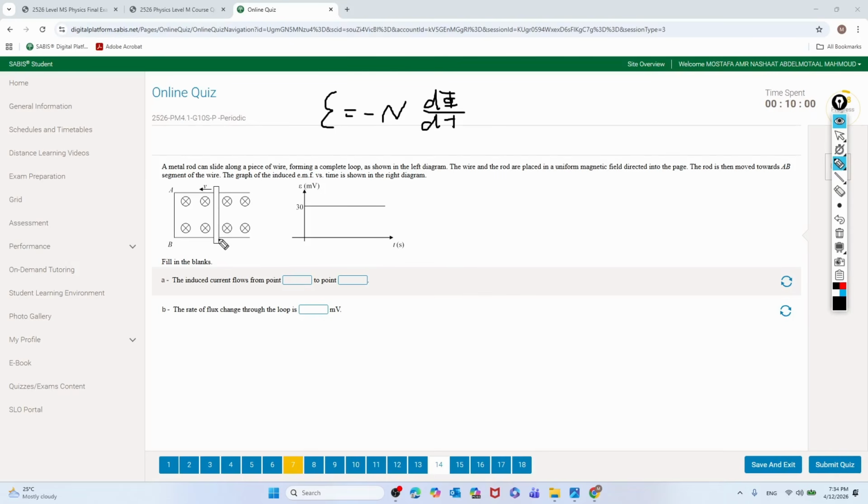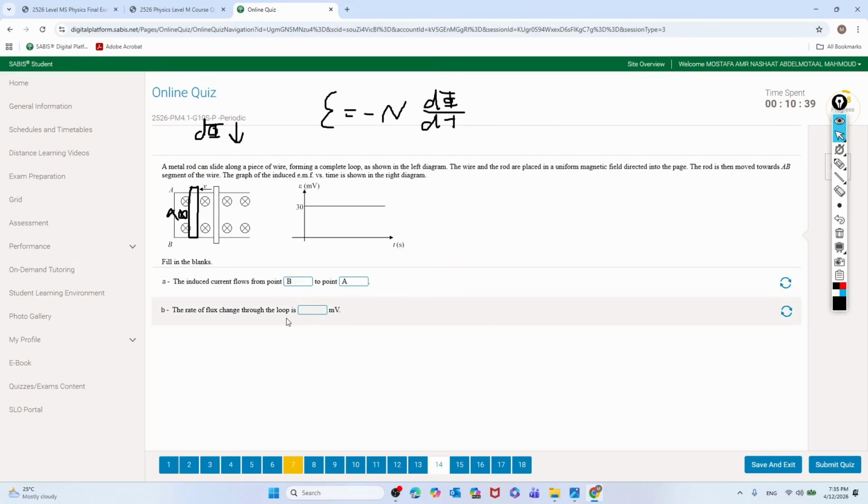Okay, so here we push this towards this. So this is the new wire. So delta phi, what happened to it? It decreased, so the current would want to increase it. So it would make more magnetic field into the plane. So curl your fingers away from you. Away from you. So here it's going to be going like this. Okay. The induced current flows from B to A.